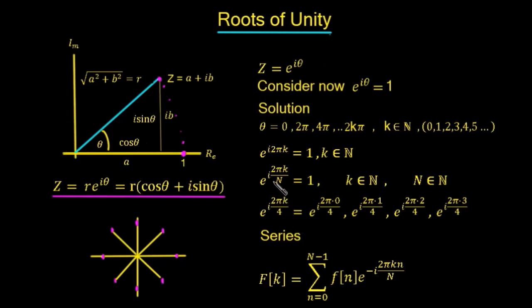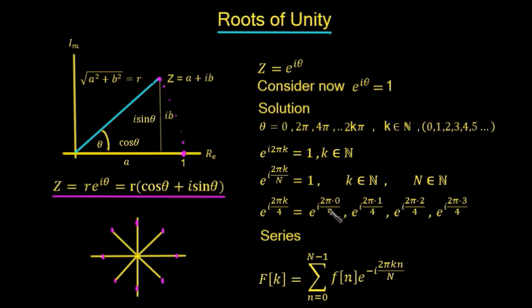So say, for example, our value of n, which again is just a natural number, the same as the value k. So let's say that value is 4. So then we would end up with e to the i 2 pi, and k would start off at 0, so it would be 0 upon 4, and then the value k would go to 1 upon 4, then 2 upon 4, then 3 upon 4.